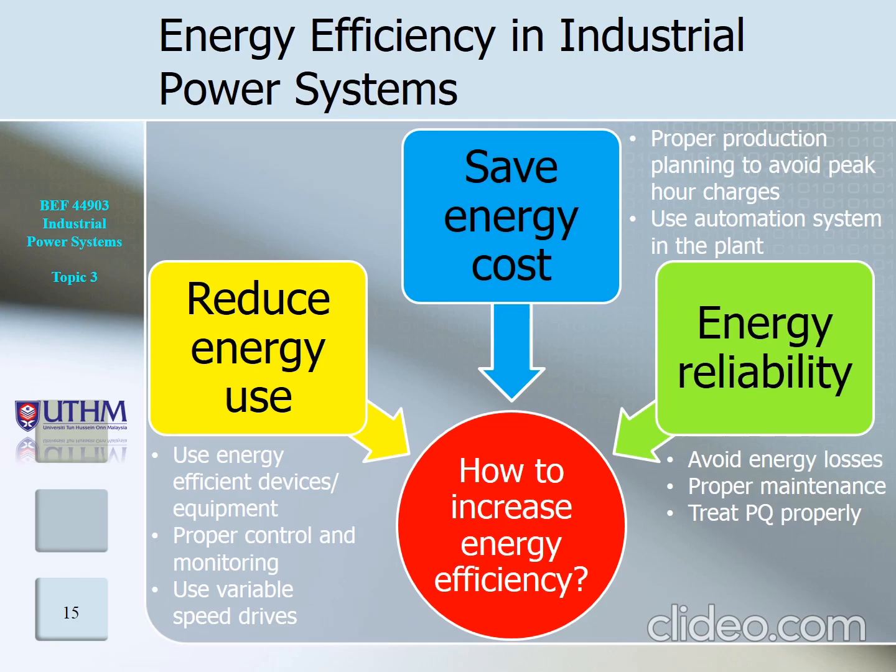Next, save energy cost, by using proper production planning to avoid peak hour charges, and using automation systems in the plant. And lastly, energy reliability. We have to avoid energy losses and do proper maintenance. We have to do maintenance frequently, and treat PQ properly.